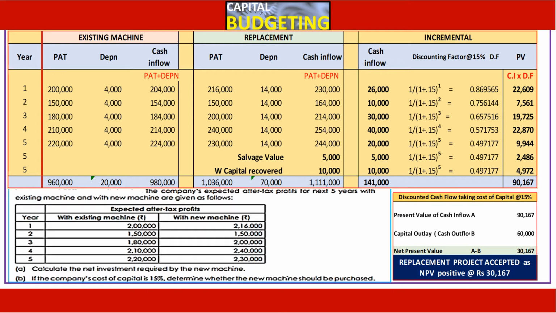Calculate the net investment required by the new machine, which we found out was 60,000. And if the company's cost of capital is 15%, we have discounted based on 15%. Determine whether the new machine should be purchased. Yes, the new machine has to be purchased because the net present value is positive, or the present value of the cash flow is higher than the capital outlay. The logic is replacement project accepted as NPV is positive at 30,167.